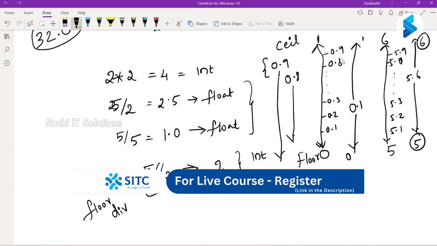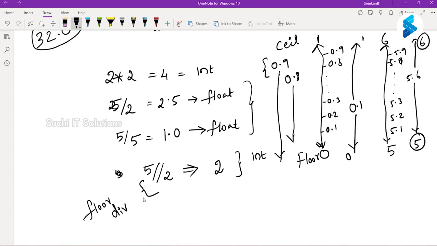Yes, sir. So here, if I use a double slash, it will always give the floor value. The operator is called floor division, and hence it will always result in an integer with a floor value. Okay, are we clear? Yes, sir.